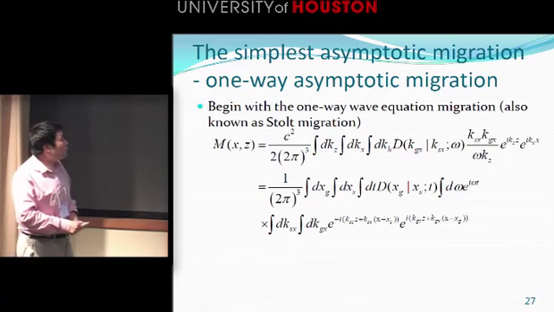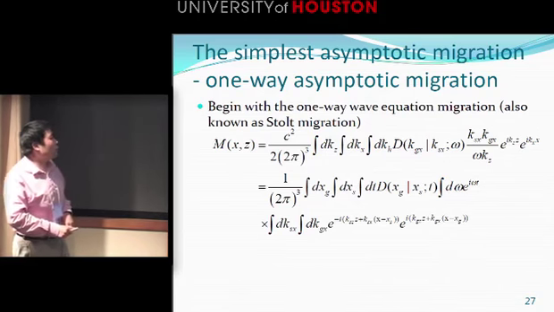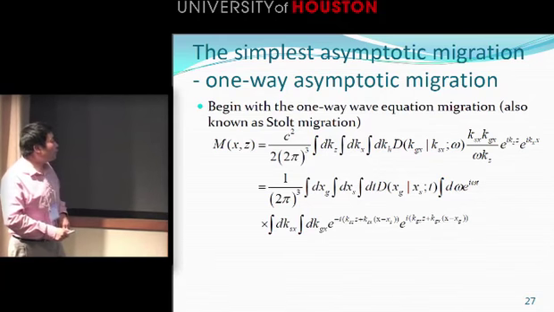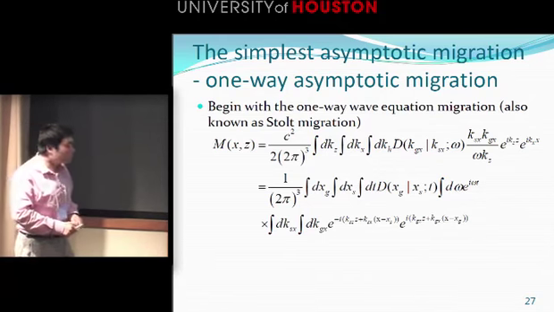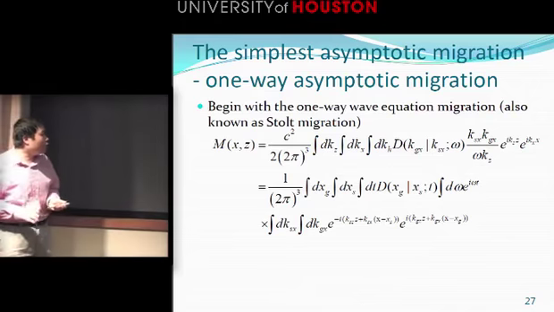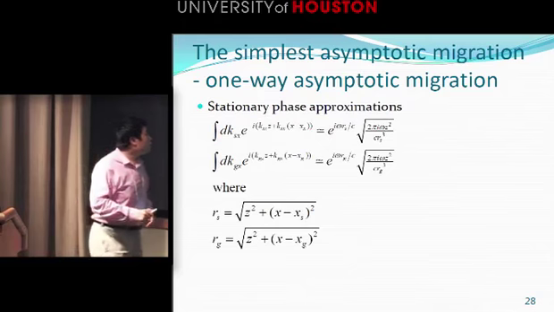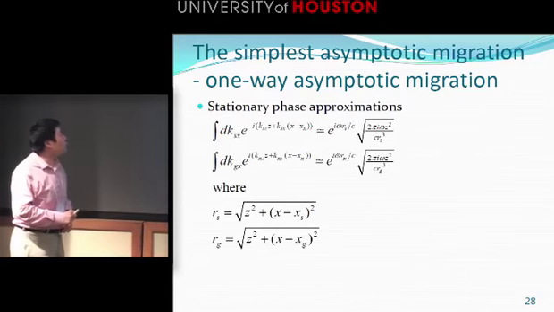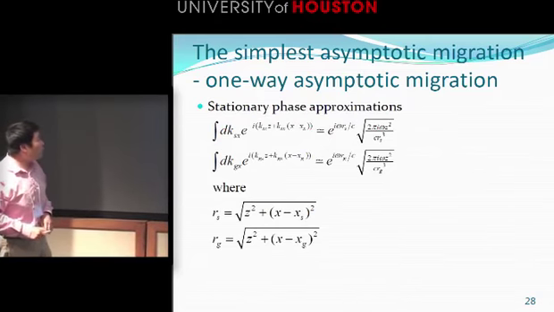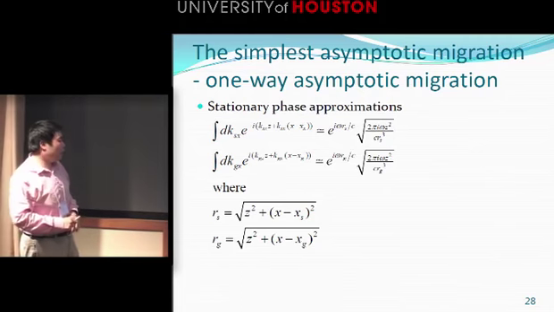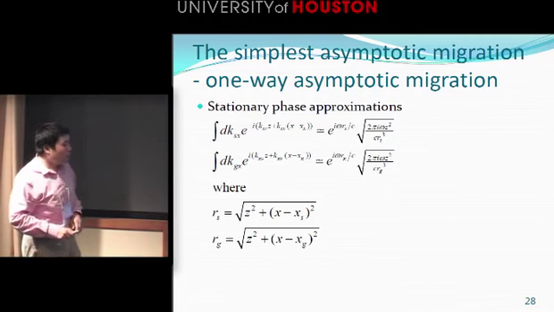And then we bring the data from the wave number, wave number frequency domain to the space-time domain by doing some Fourier transform, or inverse Fourier transform. We got this one. And then we try to introduce the stationary phase approximation. These are the two. This is the stationary phase approximation.